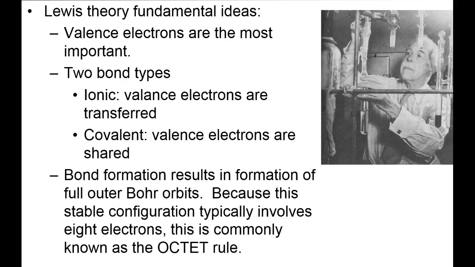Okay, and that occurs because of filling the outer orbits, and they call those the Bohr orbits. I don't care if you know that, but that's what we've been trying to do. Remember the octets that we were talking about. Again, this is called the octet rule because the stable configuration involves 8 electrons in that outer shell to make it stable.